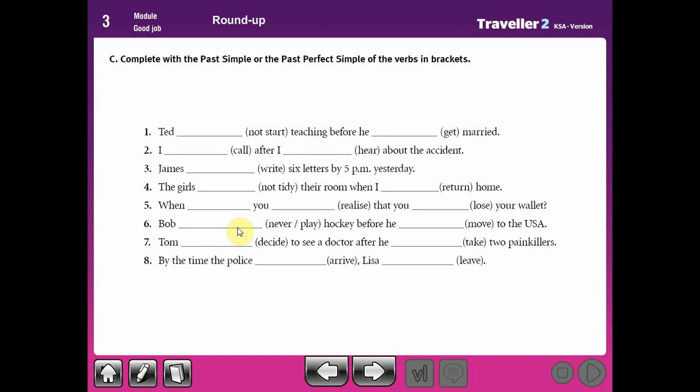For this exercise, I give you the answers quickly. Fill in the space with the past simple or past perfect. So copy the answers in your workbooks. And this is the last exercise we have for today for our lesson.